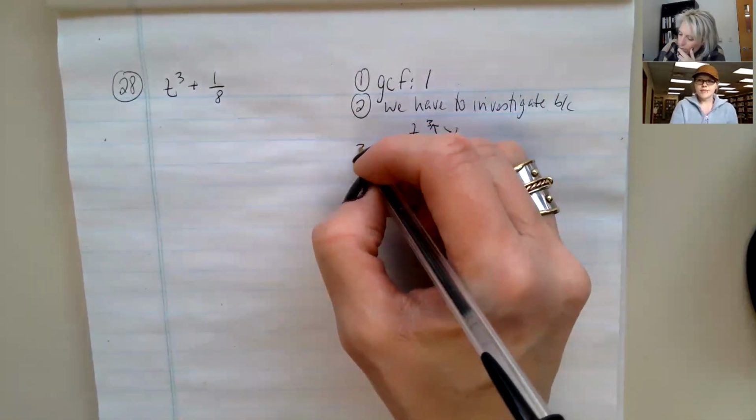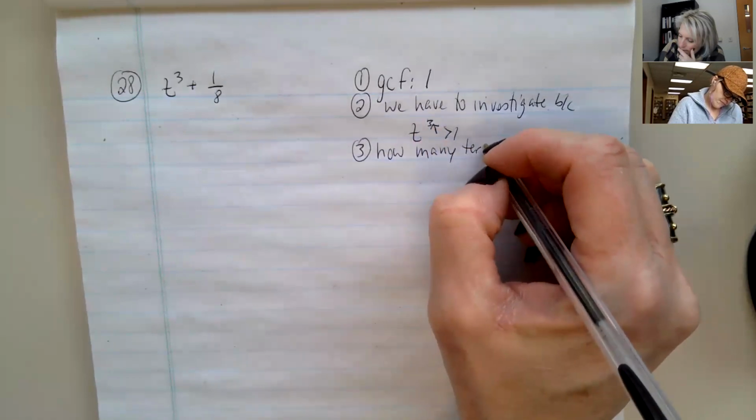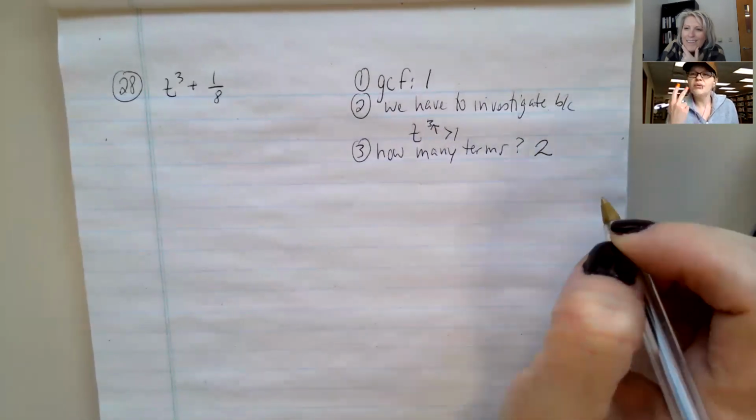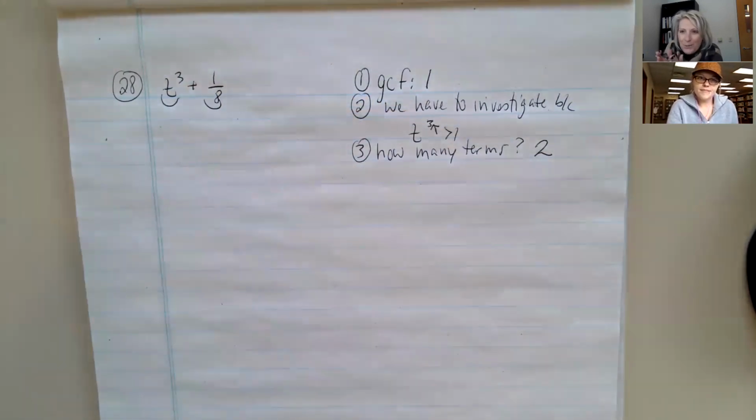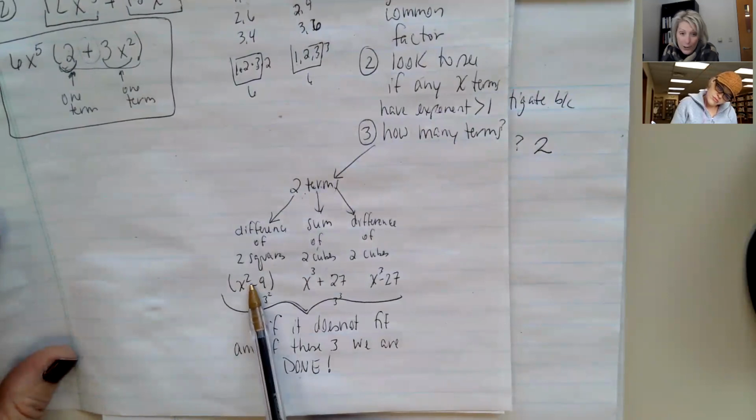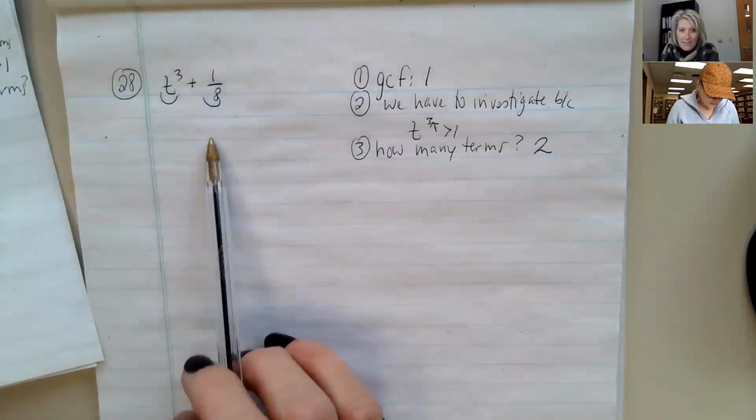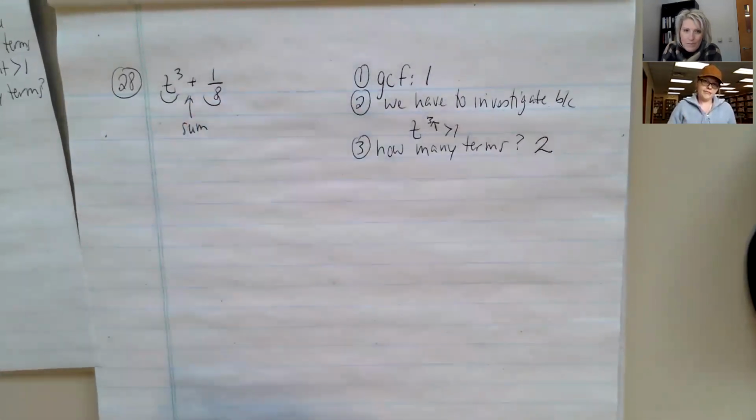Okay. So our question is, how many terms? Two? Yeah, you got it. So there's 2 terms, 1, 2. And this time we have the cubes, right? We have something that's cubed. So let's go to our list. Here's our list. It's not a difference of squares because this time we have the cubes. So it could be one of these. And ours is an addition, so it's a sum. So it's going to be the sum of 2 cubes.